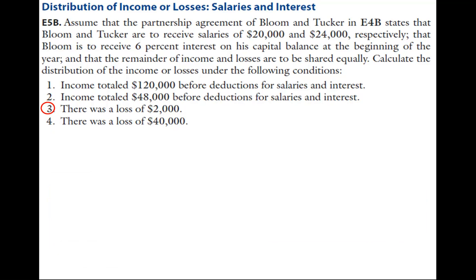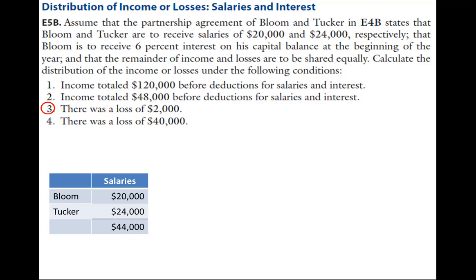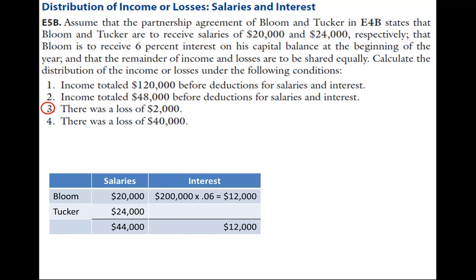In scenario 3, we actually don't even have a net income. We're starting out with a $2,000 loss. We still proceed as normal like we did in the other two scenarios. We go ahead and distribute our salaries of $20,000 and $24,000. Then we distribute the $12,000 based on the 6% interest to Bloom. So at this point, after we've distributed the $44,000 in salaries and the $12,000 in interest, since we already started with a $2,000 loss, we now have a loss of $58,000.